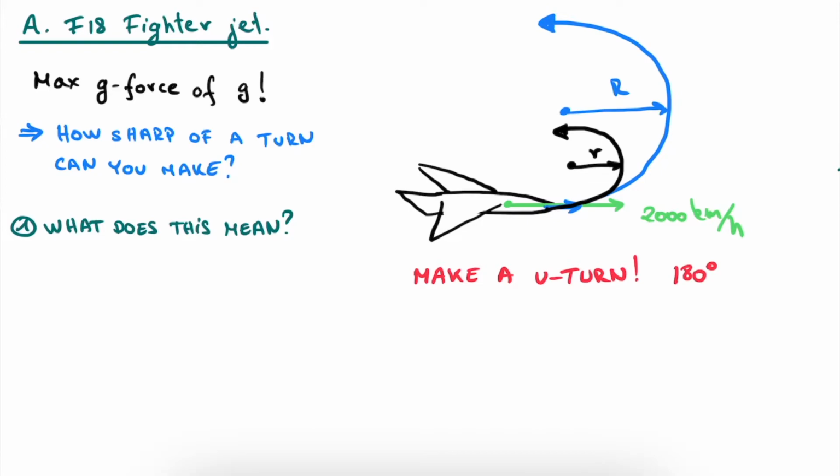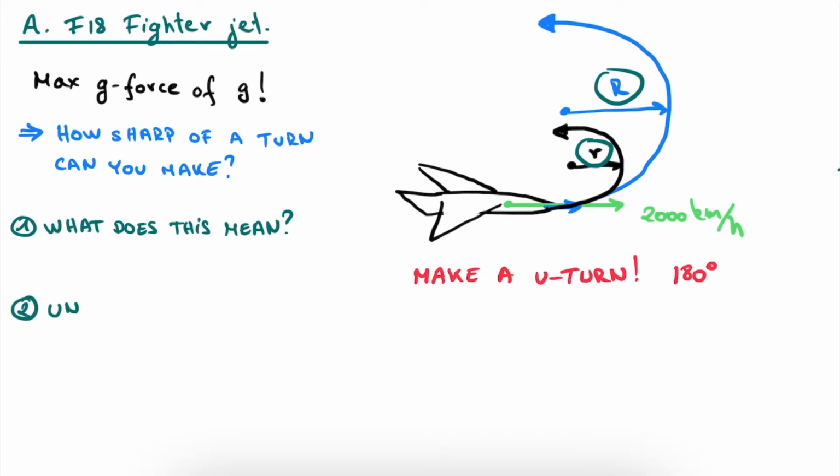We can imagine, of course, that with the same velocity of 2000 kilometers an hour, the fighter pilot will experience much more g-forces in a very sharp turn than in a very large turn. And the question that we're trying to answer in this exercise is what r will be the minimal r, so the sharpest turn, such that we have a g-force of 9. And this is exactly what we will solve right now.